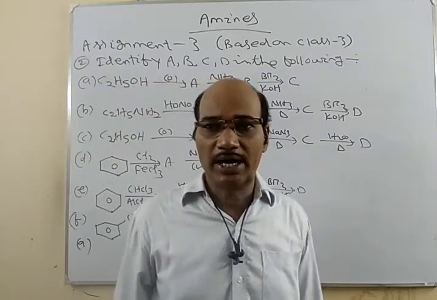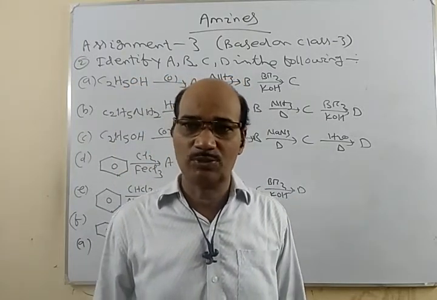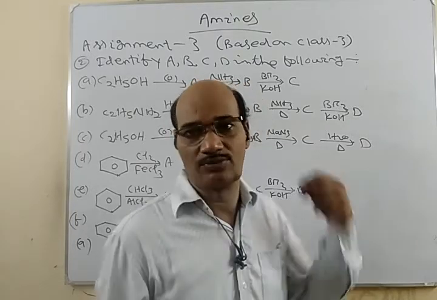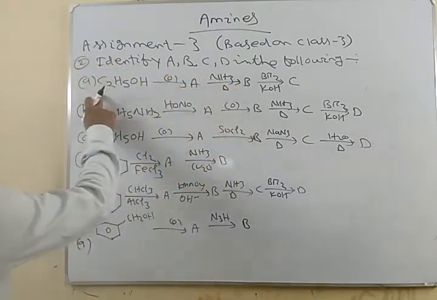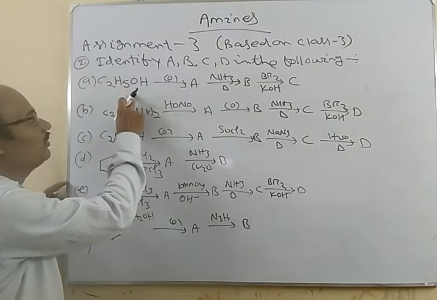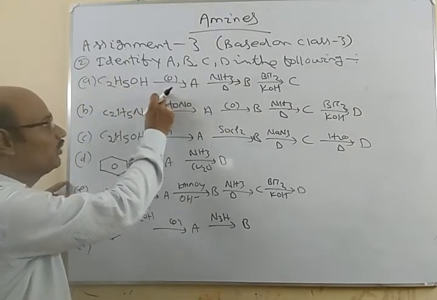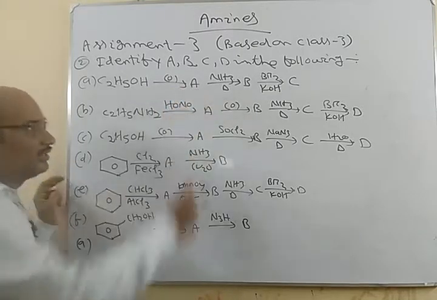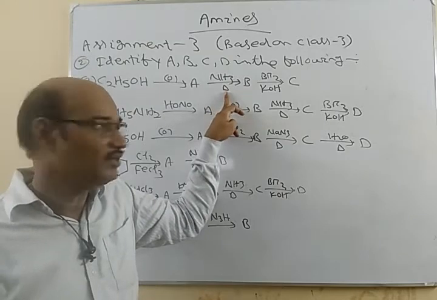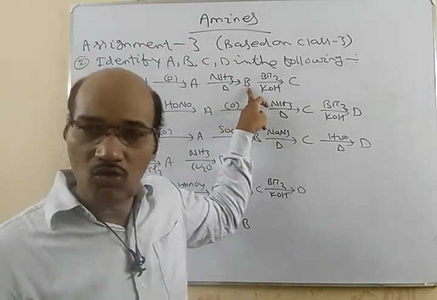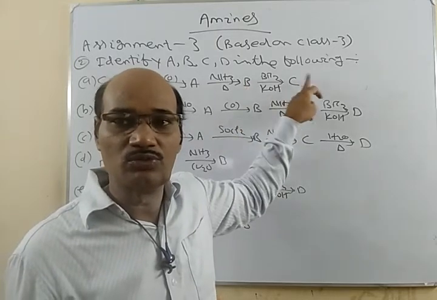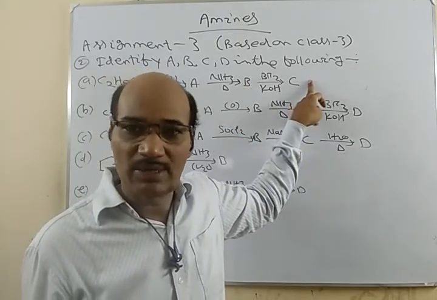These are some identification of ABCD type of numericals. So let us see how you can identify the ABCD here. See here, C2H5OH, alcohol. Alcohol undergoes oxidation to give what? Carboxylic acid. Carboxylic acid when hit with ammonia will give what? Amide. And when amide undergoes Hofmann's bromamide reaction with Br2/KOH, it will give you an amine with one carbon less.